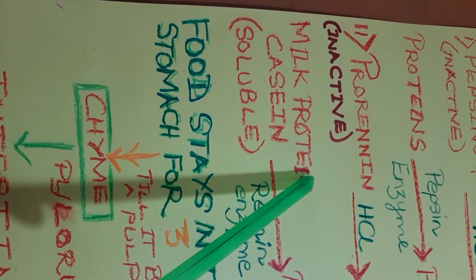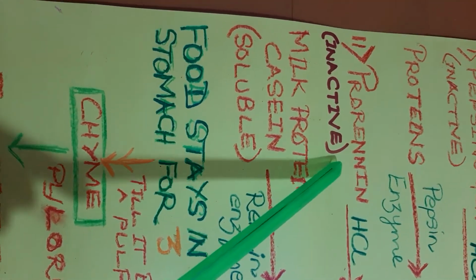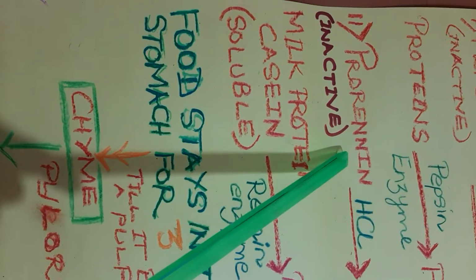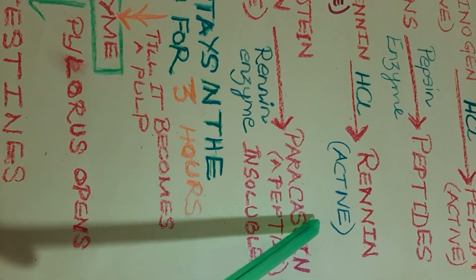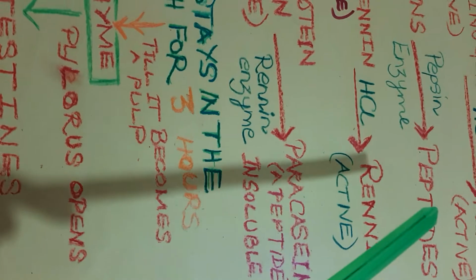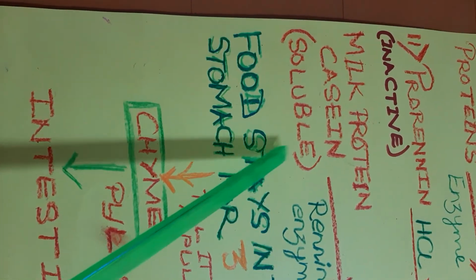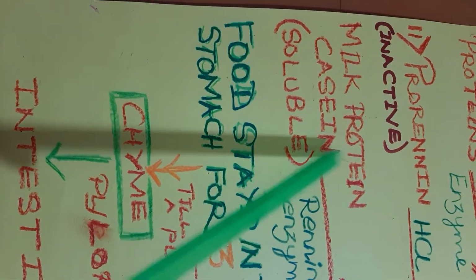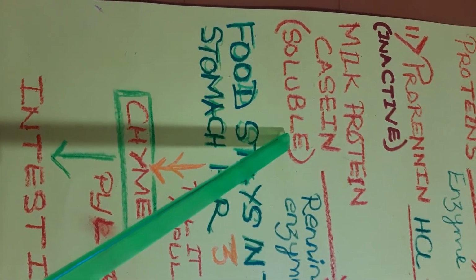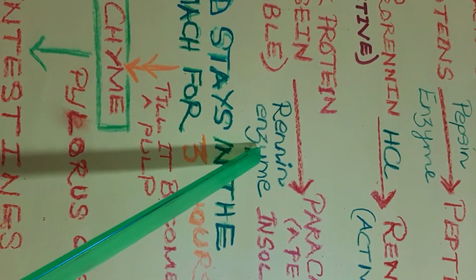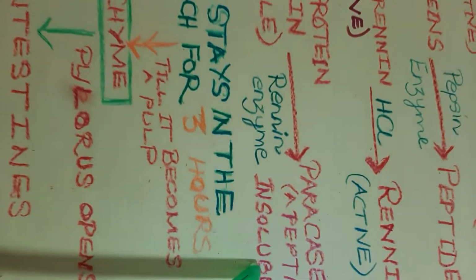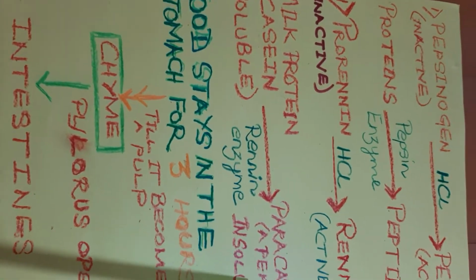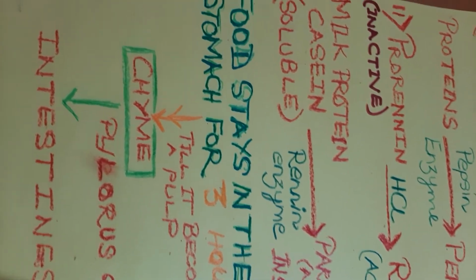Now there is another substance, prorenin. Again, this prorenin is inactive. In the presence of the acid, it changes into renin, which is an active substance. This renin acts on the milk protein casein, which is soluble. The renin enzyme changes it into paracasein, a peptide, that means a simpler form of protein.